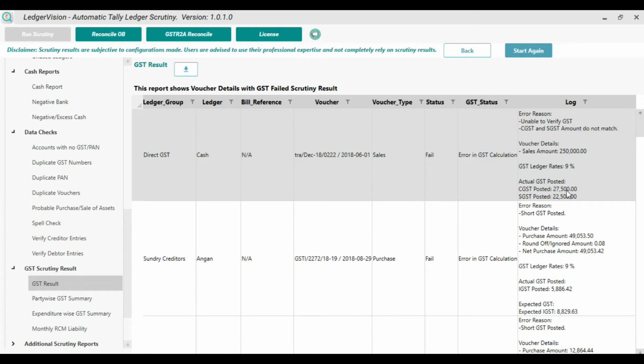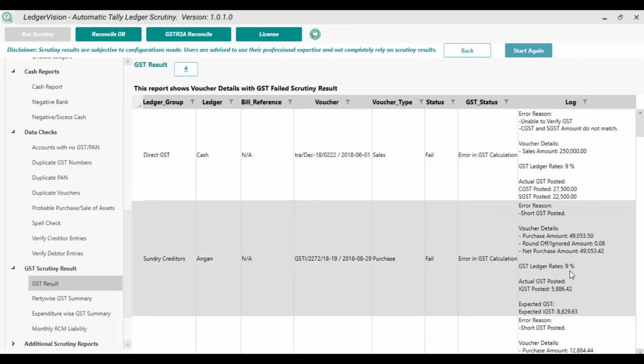You can see over here GST posted for CGST is 27,500 and SGST is 22,500. So it is a mistake. You can see, short GST is posted. GST ledger used is 9%. IGST posted is 5886, but actually it should be 8829.